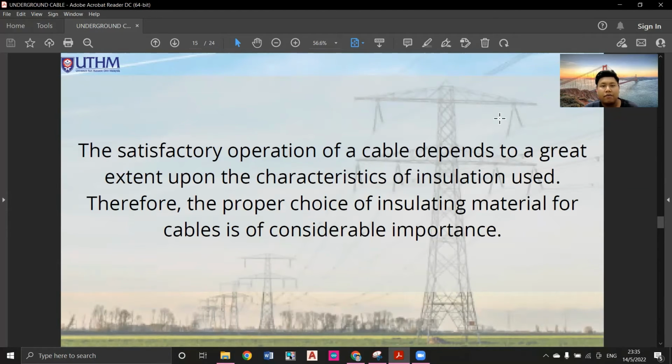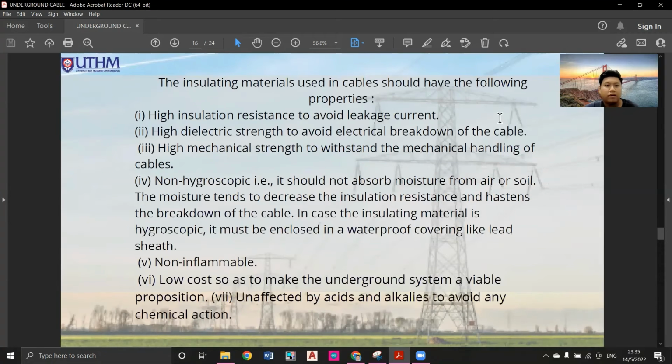Okay, so as you want to know, the underground cable is under the ground. So it's very expensive to maintain. So we must make sure that the cable that we use is very good, and the insulating material is one of the considerations to make sure the protection of the cable core is important. Okay, so these are the properties the insulating material for underground cable should have.